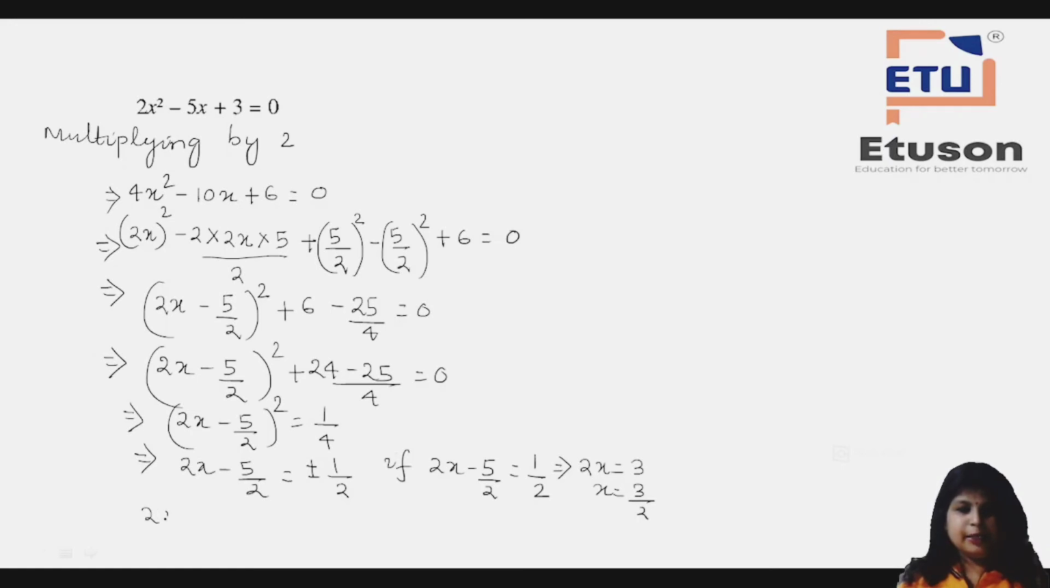Similarly, if you take the negative sign, so it is 2x minus 5 by 2, that is equal to minus 1 by 2. So minus 1 by 2, it implies your 2x will be equal to 4 by 2. Right, so that is equal to 4 by 2, which is 2. It implies what is the value of x then? X is equal to 2 divided by 2, that is 1.